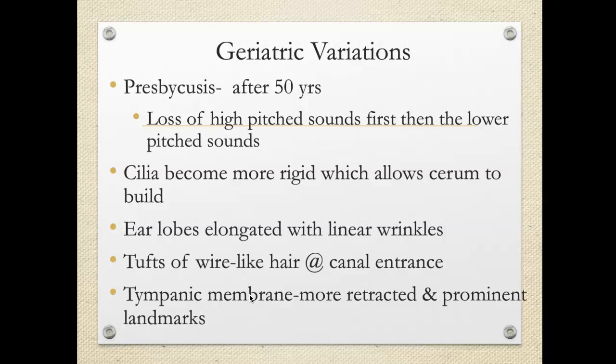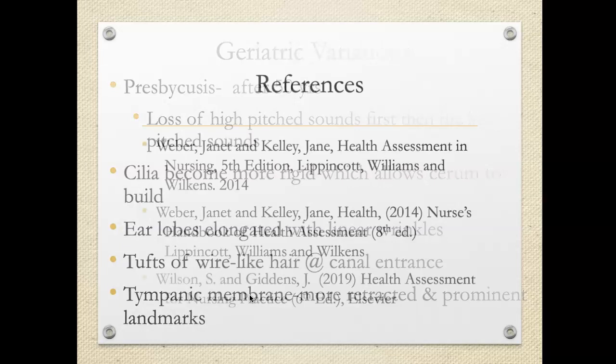The earlobes tend to get a little bit elongated with some linear wrinkles. Again, they just lose their collagen and some of the elasticity. And the hair, remember, they lose hair everywhere else except it starts to grow out of their ears. They get lots of tufts of wire-like hair roughly in the canal entrance, and it's more prominent in men than women. The tympanic membrane becomes a little bit more retracted, with prominent landmarks when you're able to assess that.